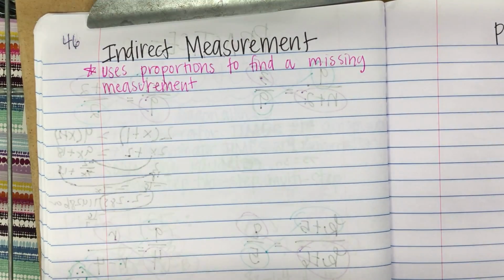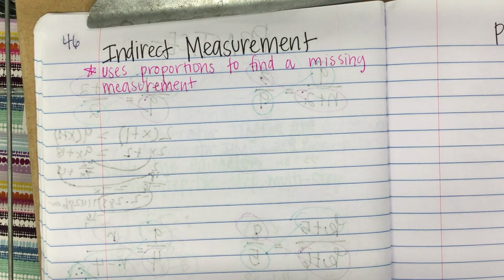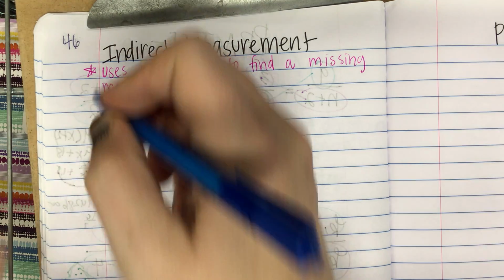So I am going to use proportions, equal fractions, equal ratios. And I'm going to use those two equal ratios to find a missing measurement, a missing value. So I will tell you this right now. It's going to be very helpful in the beginning.